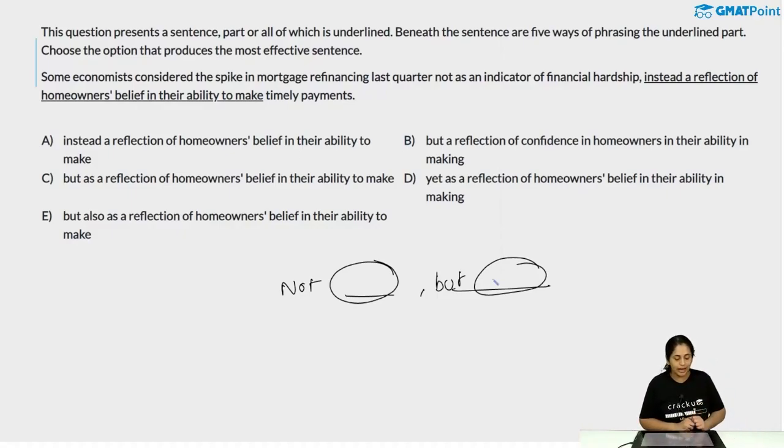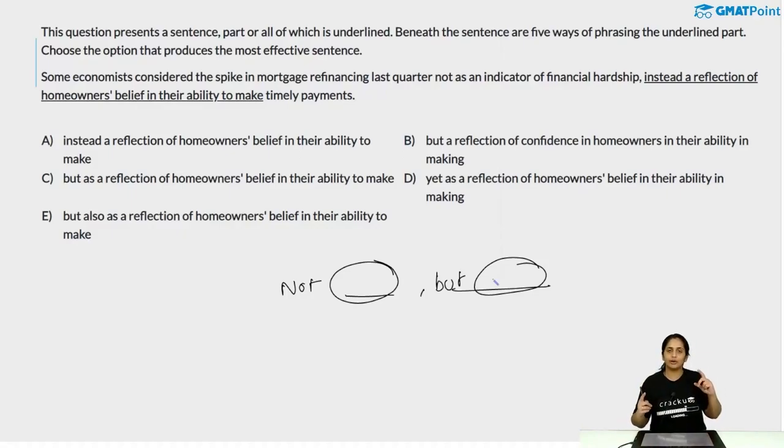So let us take a look at this. Some economists considered the spiking mortgage refinancing last quarter not as an indicator of financial hardship, instead a reflection of homeowners' belief in their ability to make timely payments. Firstly, if it is not only, then it should be but also. If it is not as, then it should be but as. It can't be not as and instead. That is not a valid construction of a sentence.